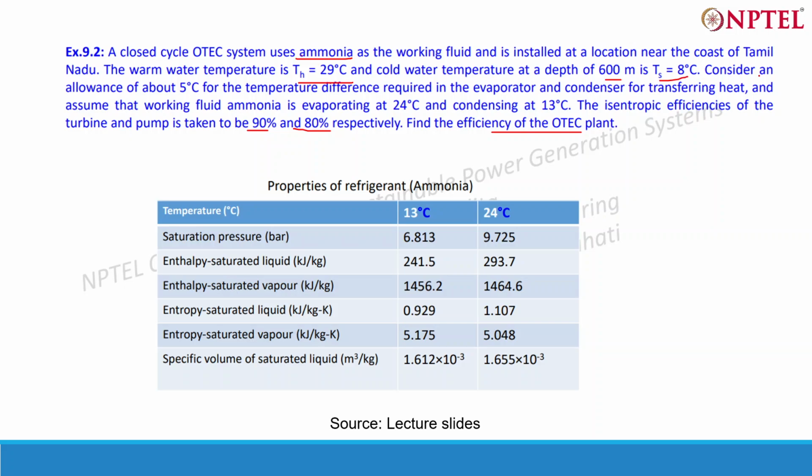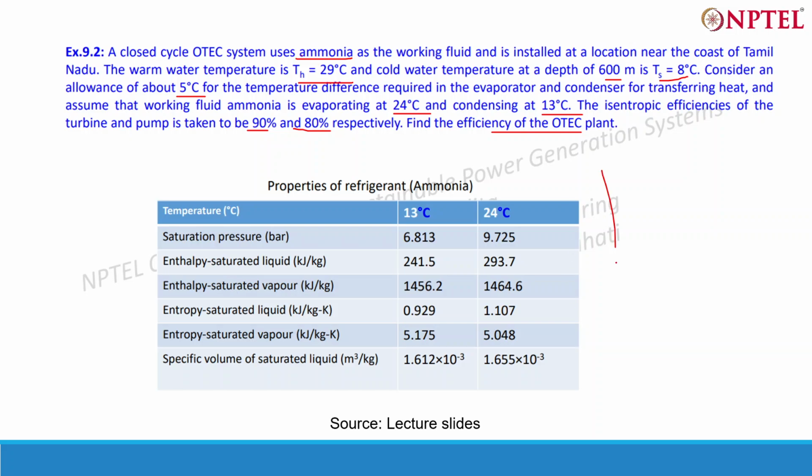TL is 8 degrees Celsius. Consider an allowance of about 5 degrees Celsius for the temperature difference required in the evaporator and condenser for transferring heat, and assume that the working fluid ammonia is evaporating at 24 degrees Celsius and condensing at 13 degrees Celsius. Whatever properties of ammonia at 24 and 13 degrees Celsius are required are given here. Okay, isentropic efficiencies are also given.